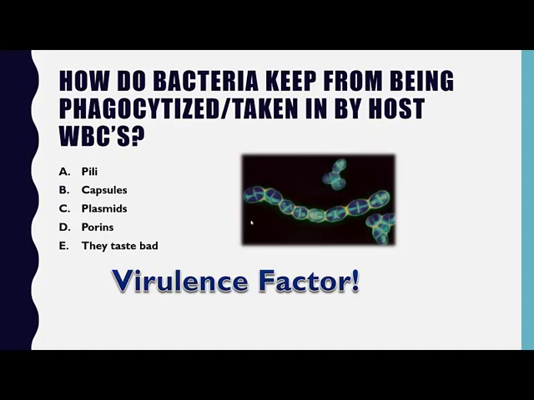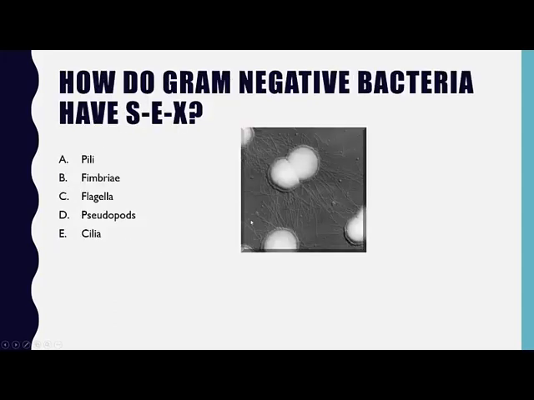How do bacteria keep from being phagocytized or taken in by host white blood cells? A, pili, B, capsules, C, plasmids, D, porins, or E, they taste bad to the white blood cells. And again, this is a big virulence factor. Capsules, the glycocalyx. It makes them slippery and invisible to the immune system, to white blood cells. So that would be B, capsules.